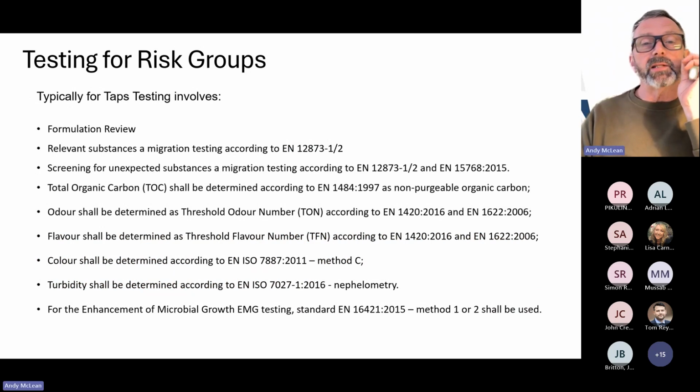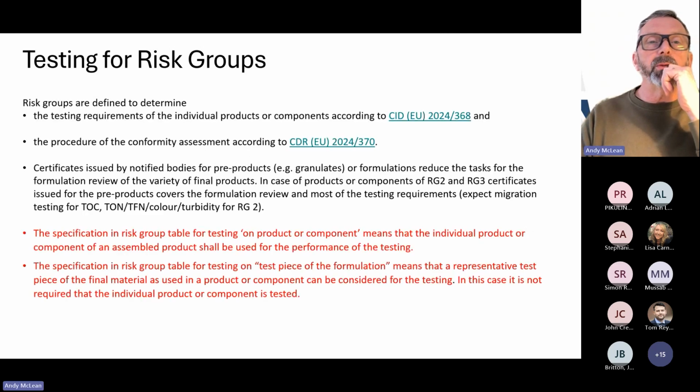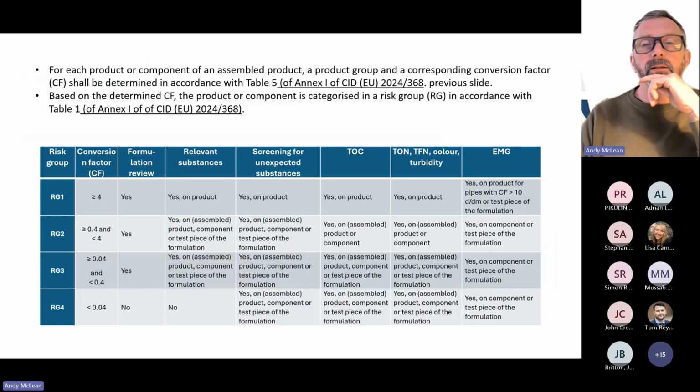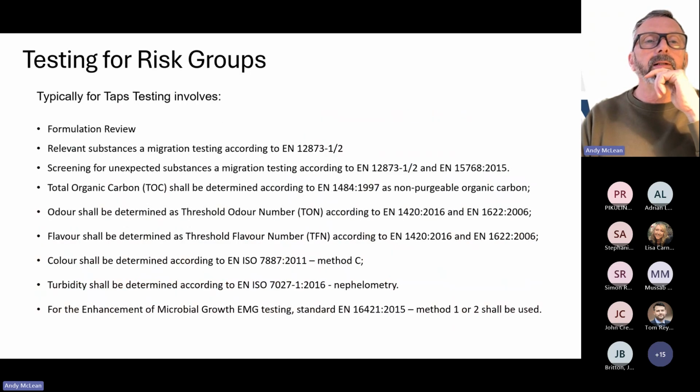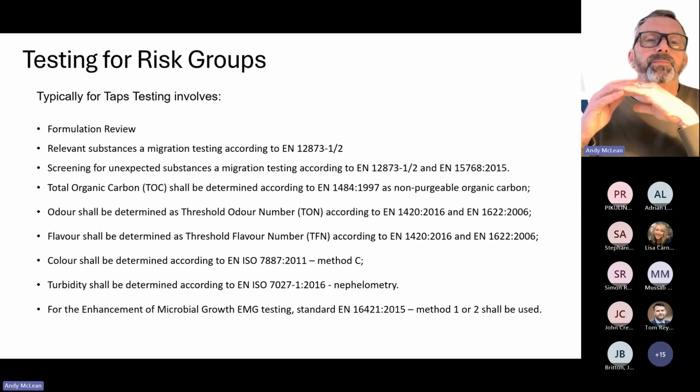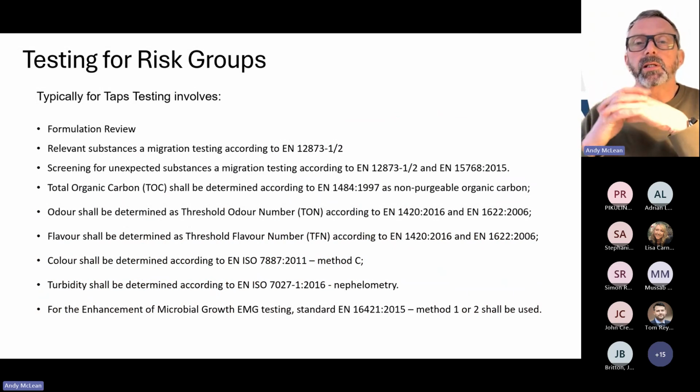This is where I get to explain what the three-letter acronyms actually mean. So reading across the table, just very quickly going back, at the top there are the tests that could be required if the conformity assessment body deems them necessary. A formulation review, relevant substances, there's the test there. So this list is just describing which tests are needed and what the standards are.